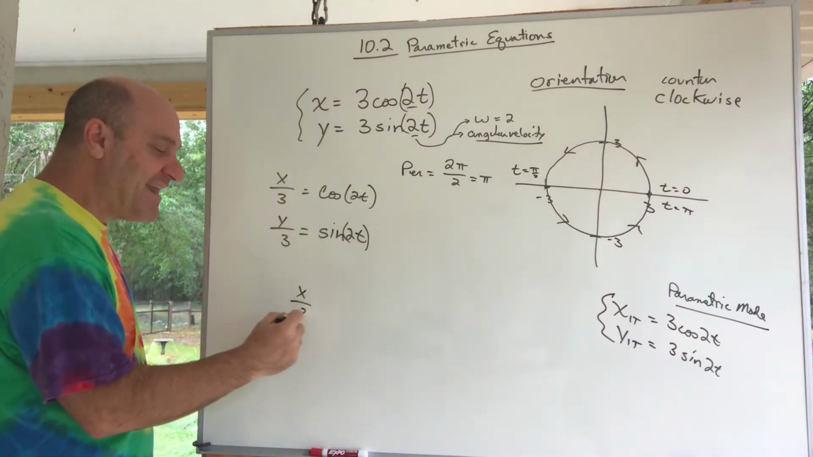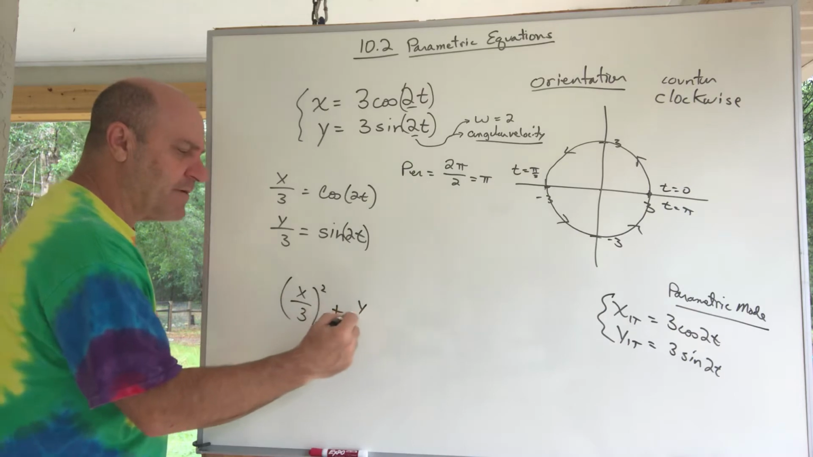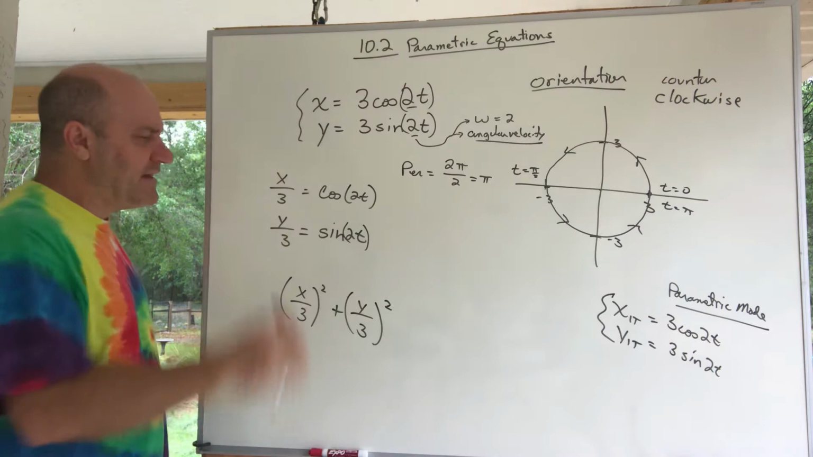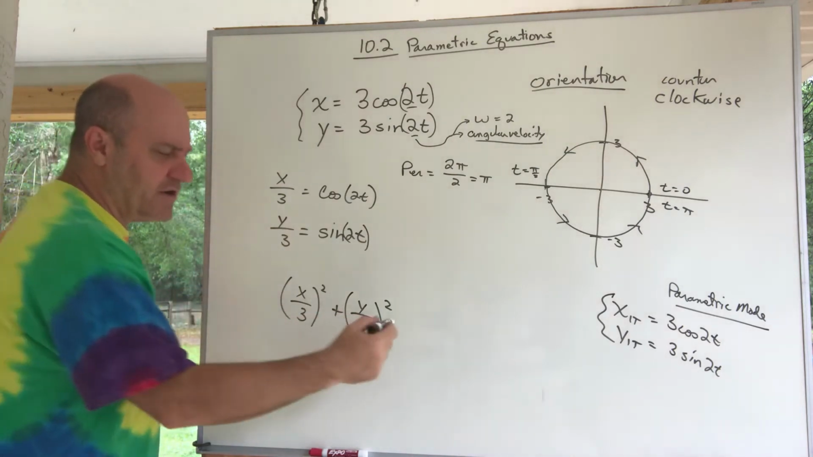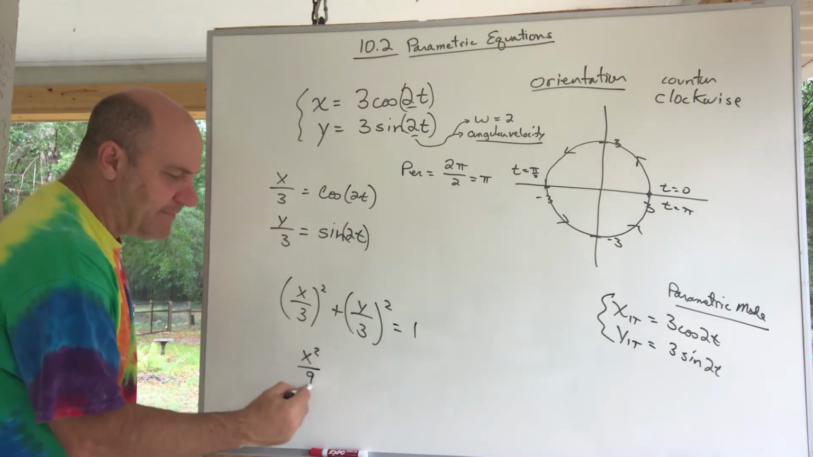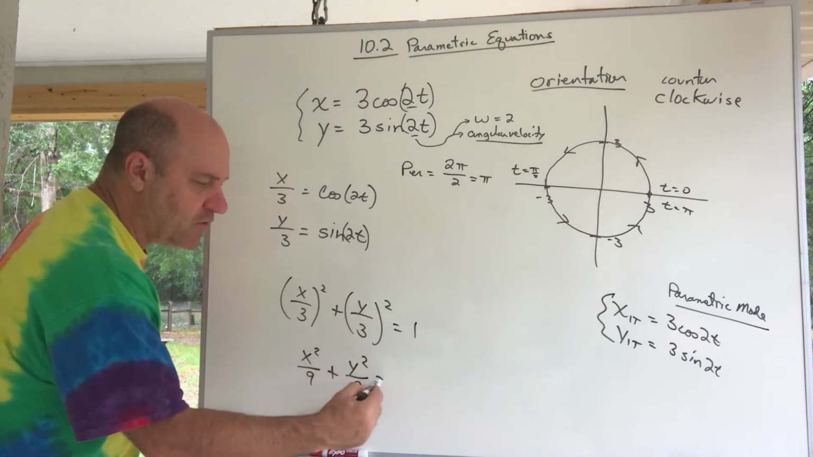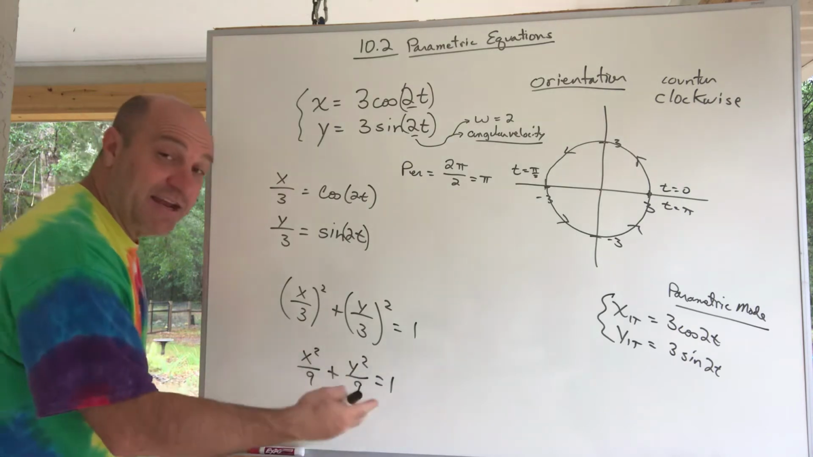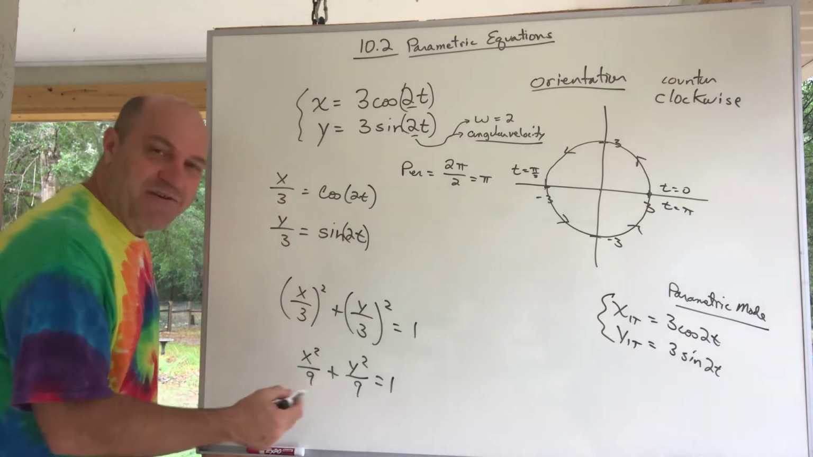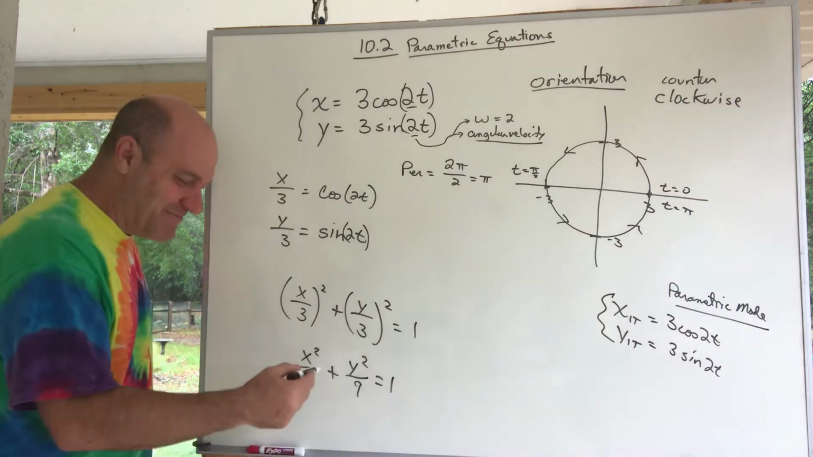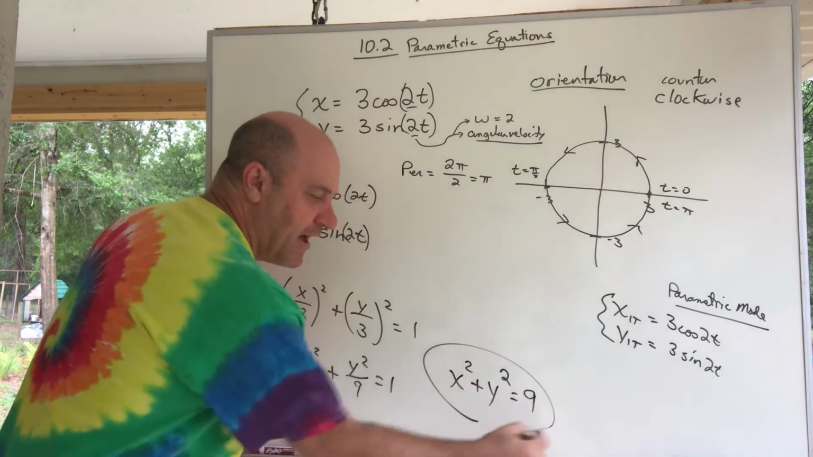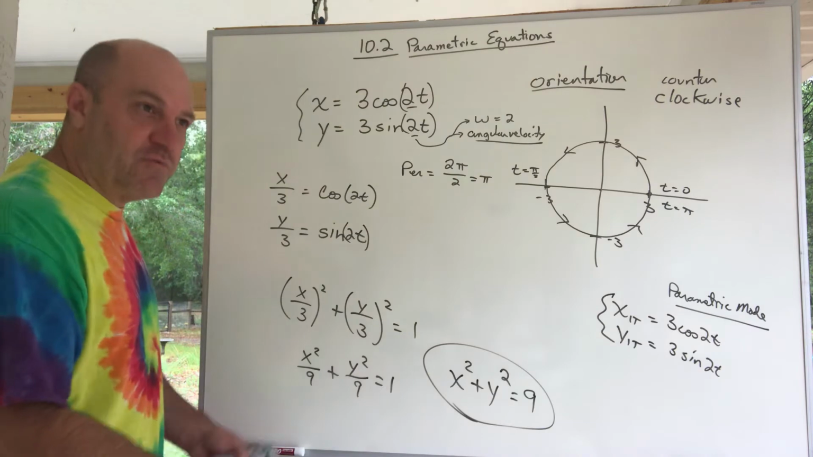So using an identity, I've just eliminated the parameter. Cosine squared plus sine squared is 1, fundamental identity. So this squared plus this squared is 1. And then I realized quickly that's x squared over 9 plus y squared over 9 equals 1. Maybe that looks like an ellipse if you studied section 10.1. An ellipse where the a and the b are both the same, that's a circle. You multiply by 9 and we have x squared plus y squared equals 9. Classic circle centered at the origin, radius 3.